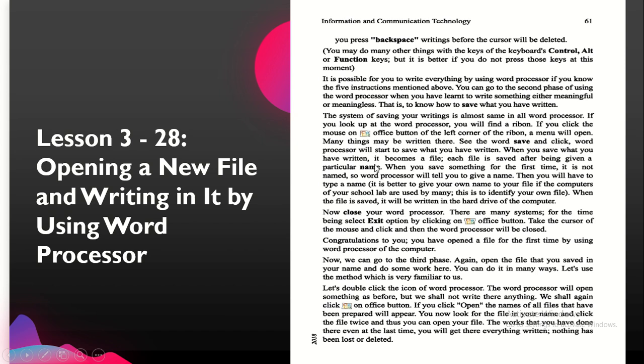When you save what you have written, it becomes a file. So after saving a document, it will be a file. Each file is saved after being given a particular name. So when you save something for the first time, it is not named. The word processor will tell you to give a name. Then you will have to type a name. It's better to give your own name to the file if the computers of your school lab are used by many. This is to identify your own file. When the file is saved, it will be written in the hard drive of the computer.